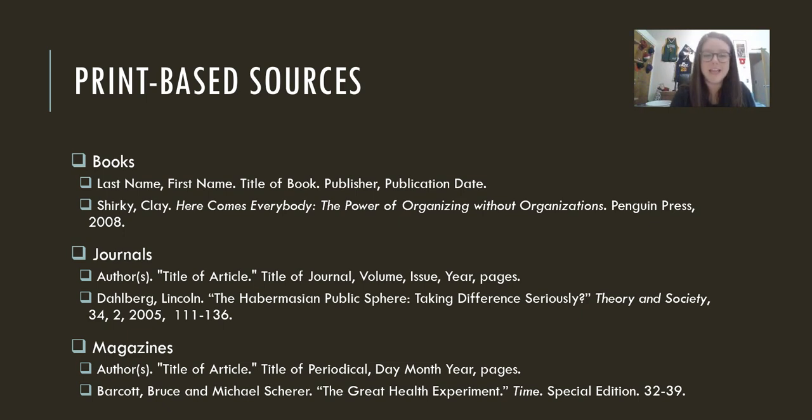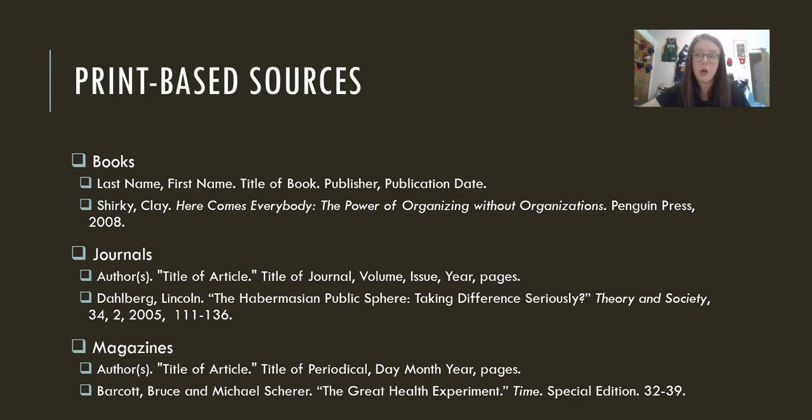So if we look at this example here, we've got Dahlberg, comma, Lincoln, in quotation marks, the Habermasian public sphere taking difference seriously, end quotation. Then we've italicized the journal title, Theory and Society. We've got the volume number, the issue number, the year of publication, and the pages that we could go to if we were looking for this article in the journal itself.